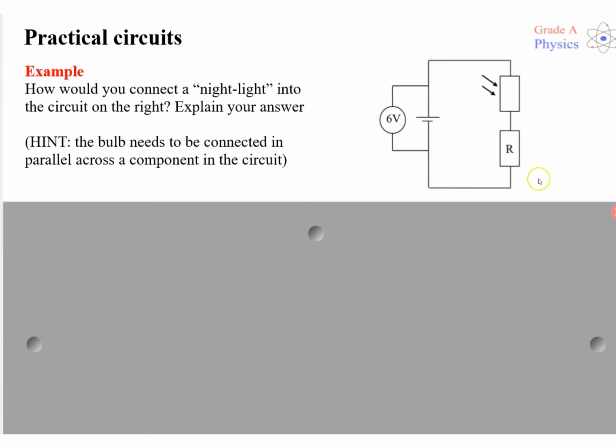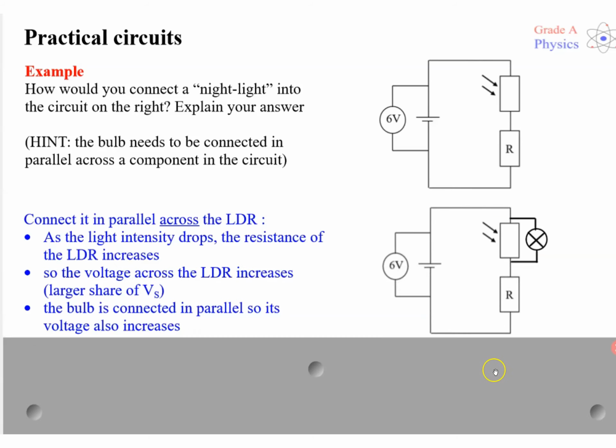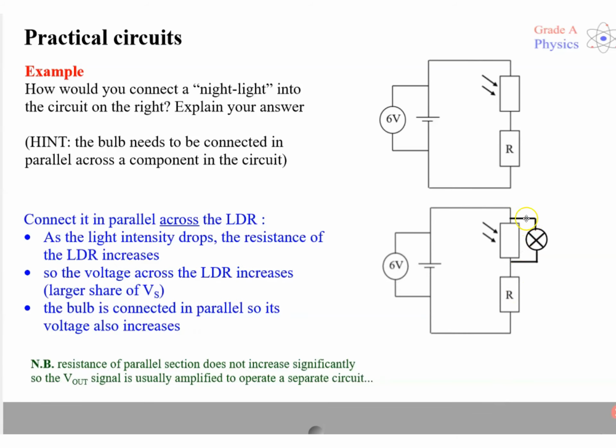So I've got a series circuit. I've got my LDR, in this case without the circle, in series with a fixed resistor. How will we connect a night light, so a bulb, into this circuit so the bulb comes on when it gets dark? Okay, so we'd have to connect the bulb in parallel across the LDR. So why is that? So this would be our typical 3 or 4 mark answer if this was an exam question.